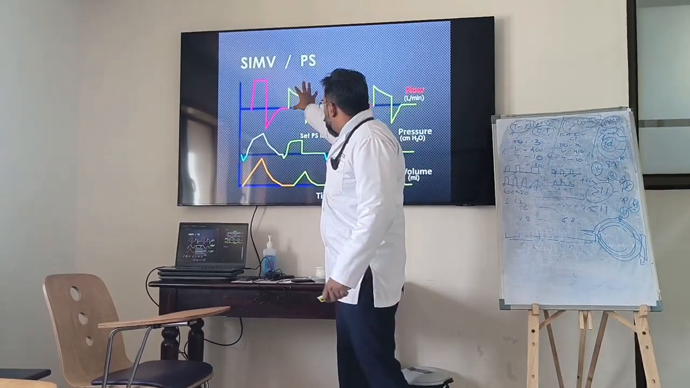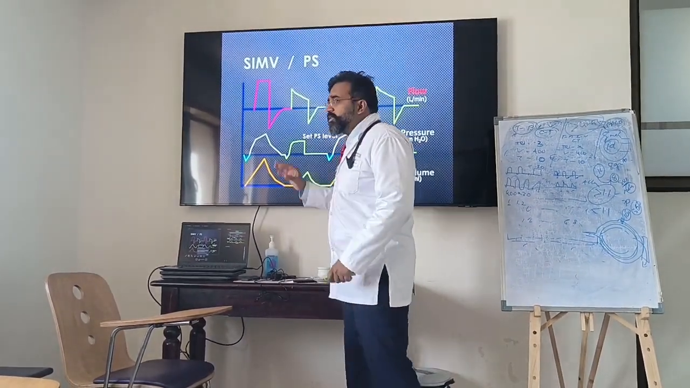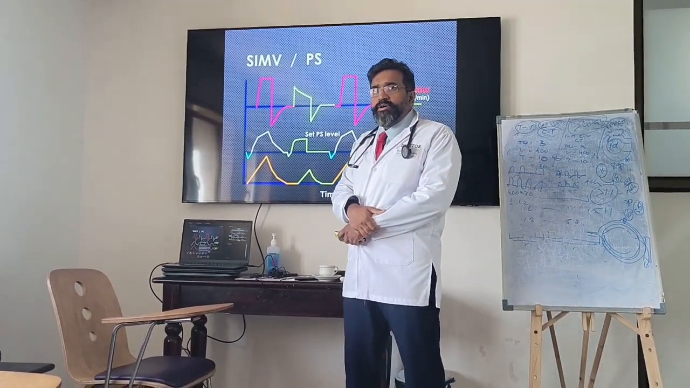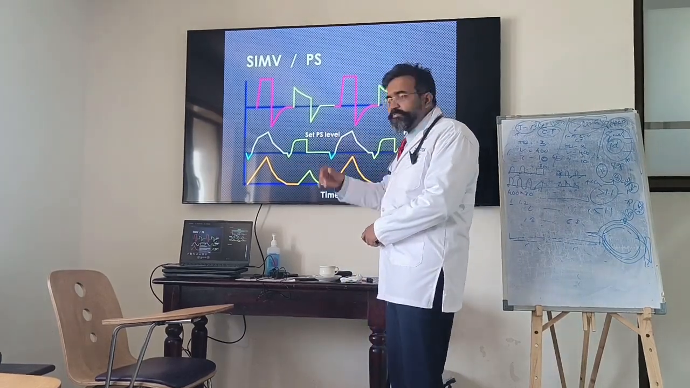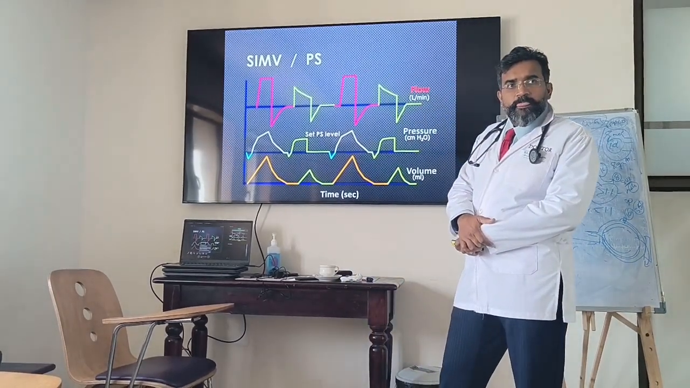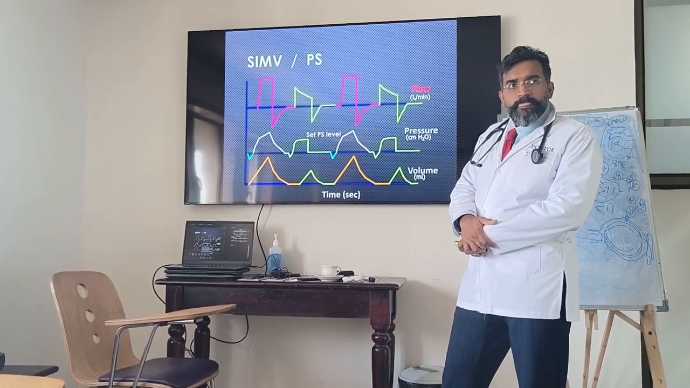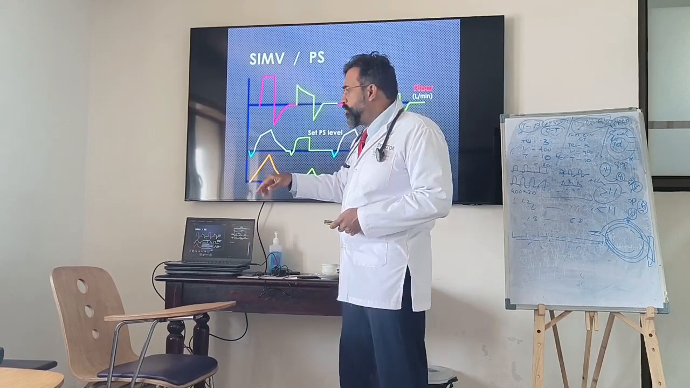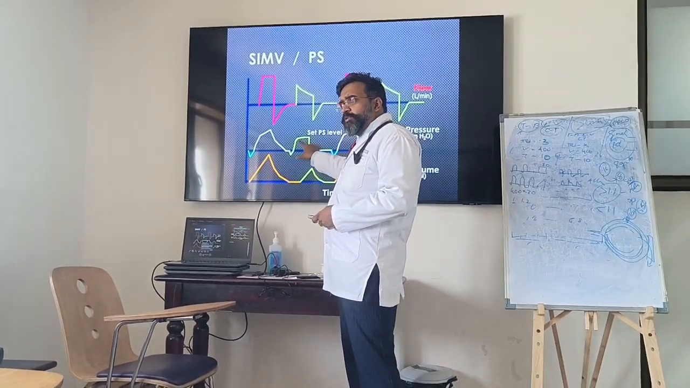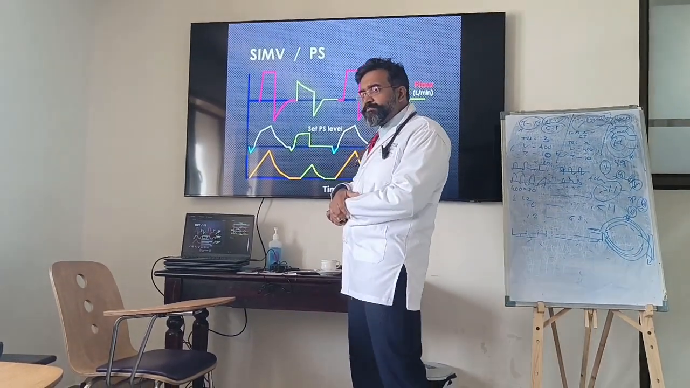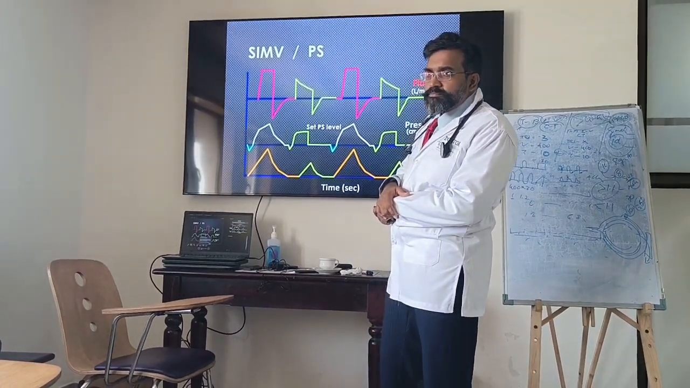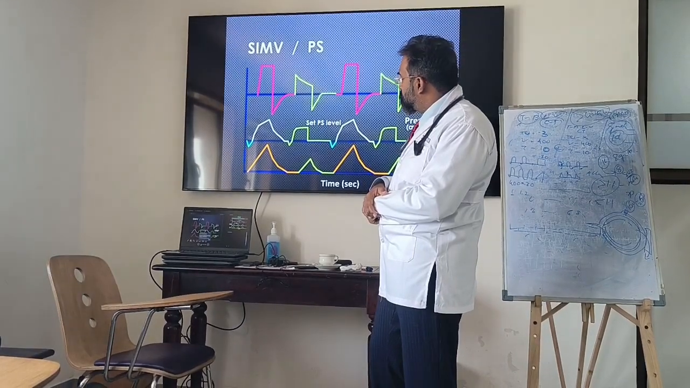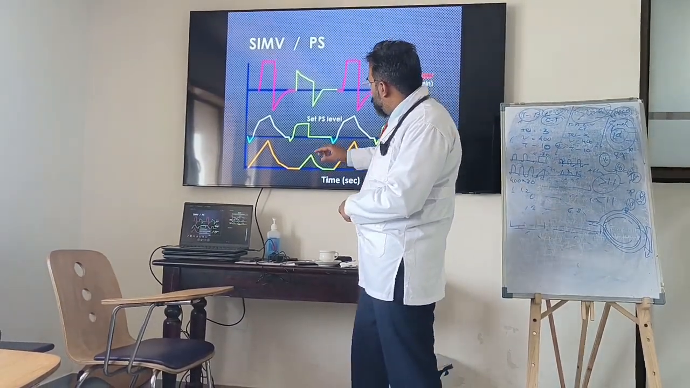What is the trigger? This is another type, not this one. So your trigger? Patient. Why? Negative pressure. Okay. So Ruchika, what is the limit here? Pressure. Because I told the ventilator how much pressure to go up to. So the pressure is limited. Okay. So pressure limited. Cycling. Patient. Because at that pressure the flow is changing. So here it is stopping.